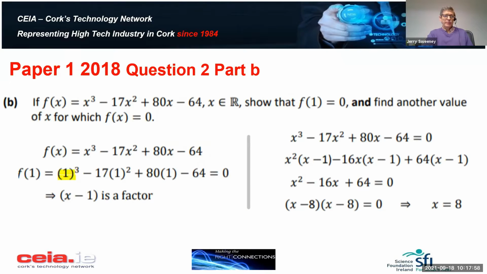And f of 1 is equal to x cubed, which is 1 cubed minus 17 times 1 squared, plus 80 times 1 minus 64. 1 cubed and 1 squared is 1. So you've got plus 1 minus 17 plus 80 minus 64. And when you add those, you get 0. And what we've now done is we've proven that x minus 1 is a factor.